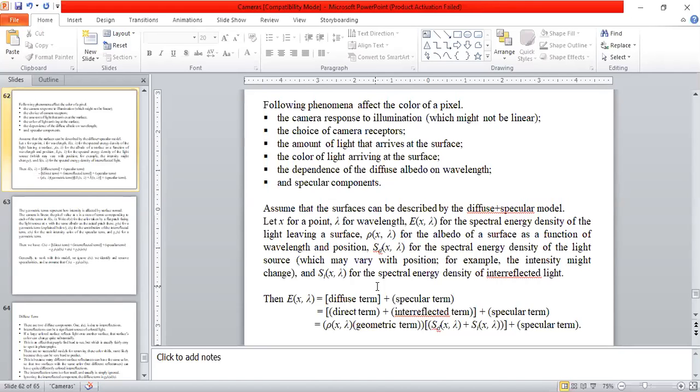Assume that we are going to describe a diffuse plus specular surface, right? Wherein x is a point and lambda is the wavelength, and E of x comma lambda is the spectral energy density of the object leaving the surface. Then rho is the albedo of the surface, right? And S_D of x comma lambda is the spectral energy density of the diffuse source, and S_I of x comma lambda is the spectral energy density of interreflected light, right?